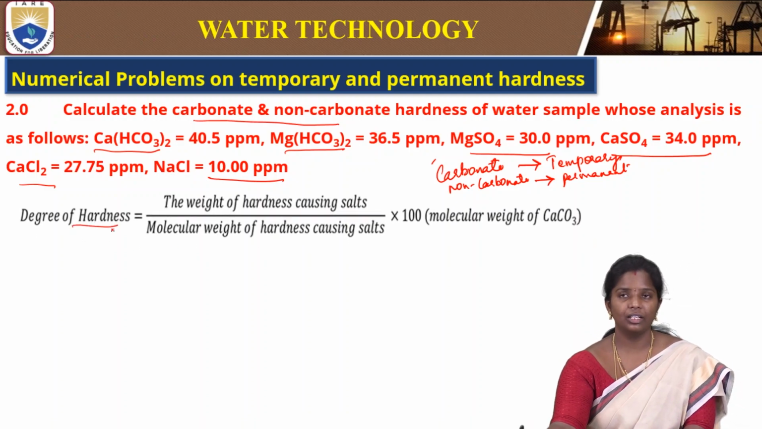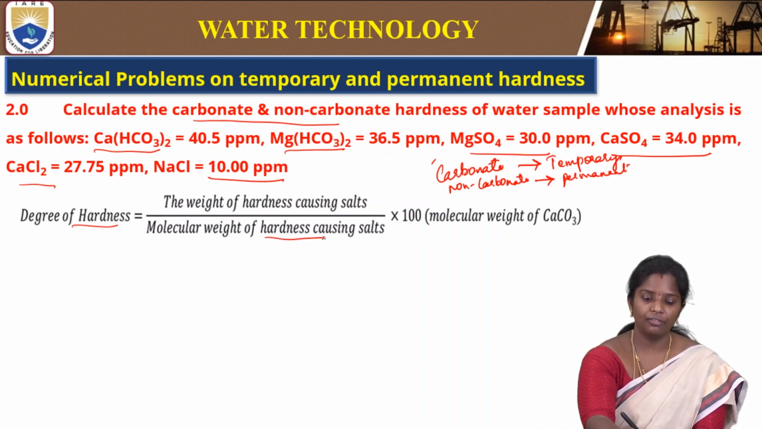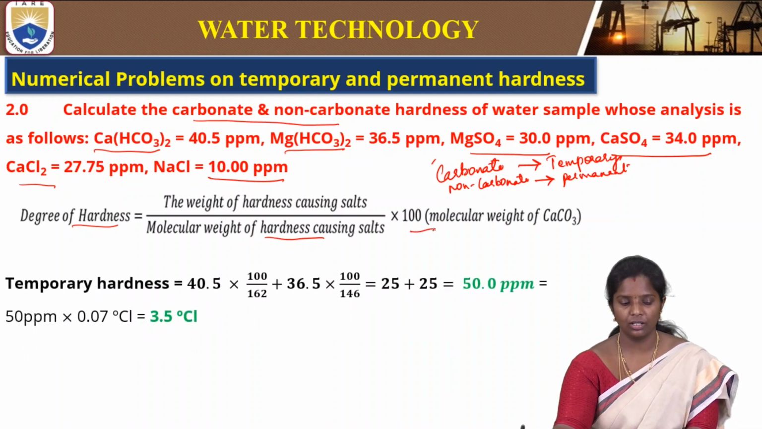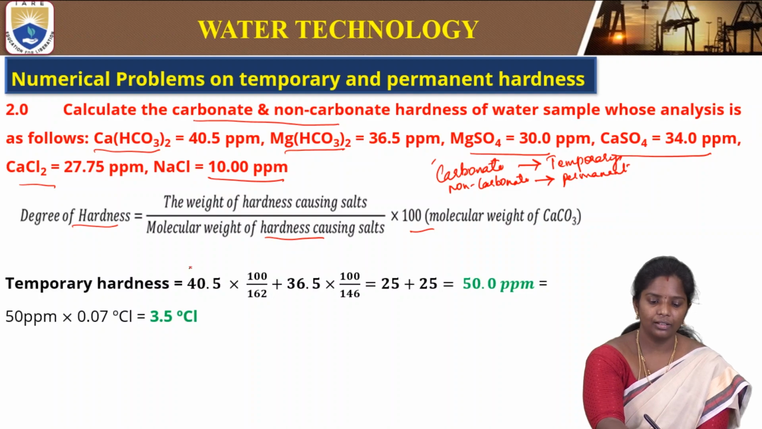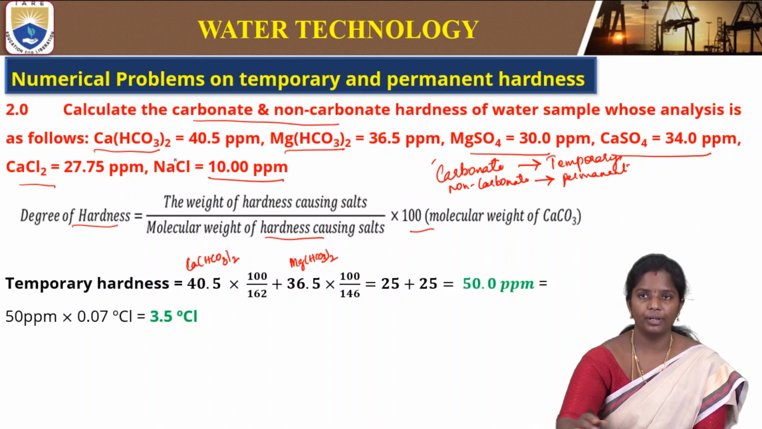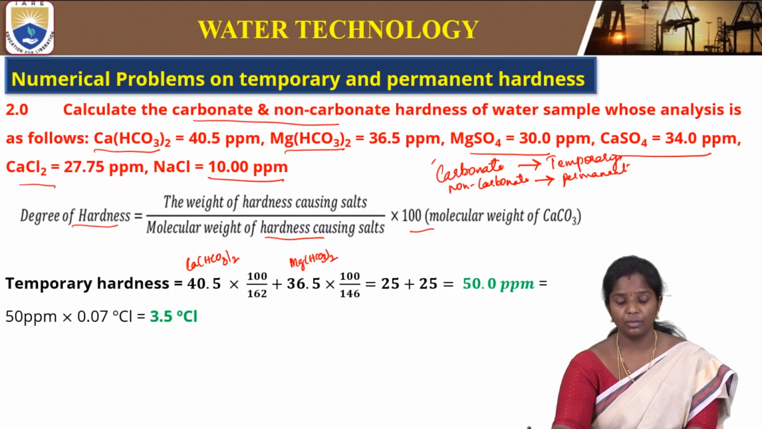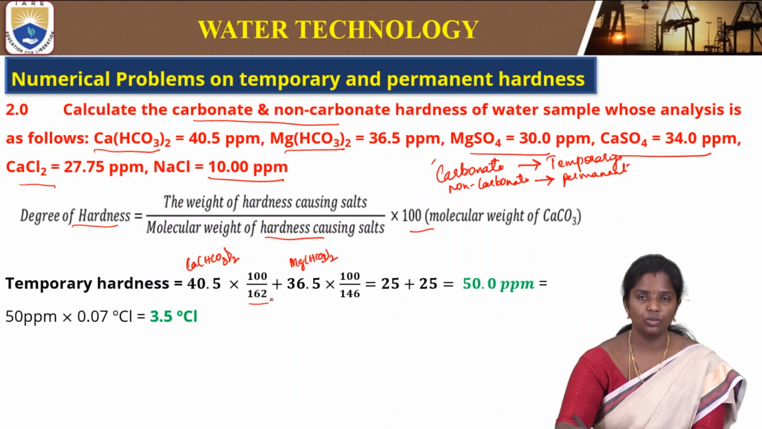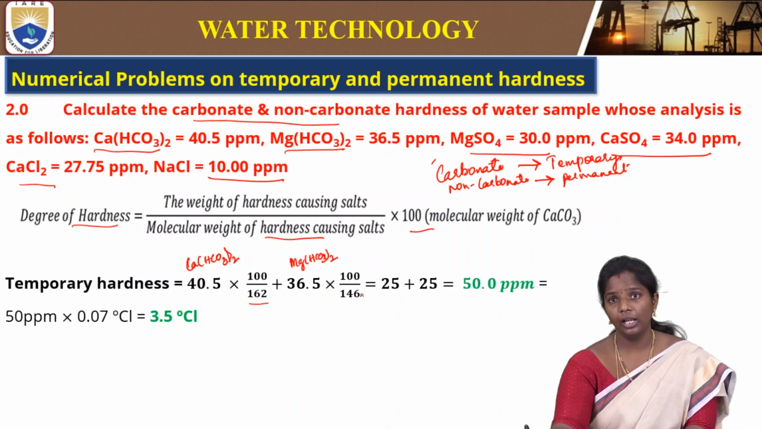Degree of hardness is equal to weight of hardness causing salt by molecular weight of that particular corresponding salt into 100. That is the molecular weight of calcium carbonate. So temporary hardness is equal to, if we see, this is the calcium bicarbonate concentration and this is the magnesium bicarbonate. Carbonates or bicarbonates of salts are responsible for the temporary hardness. So we are taking 40.5 into 100 by 162, the molecular weight of calcium bicarbonate, and 36.5 into 100 by 146, the molecular weight of magnesium bicarbonate.